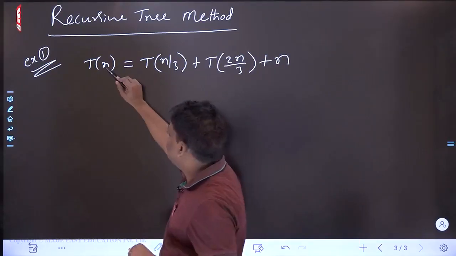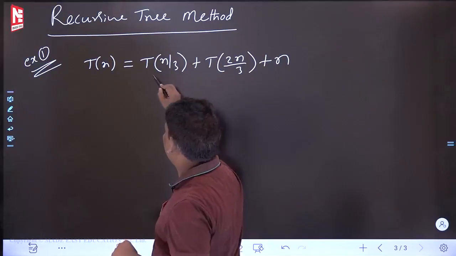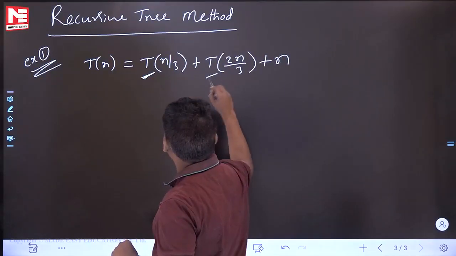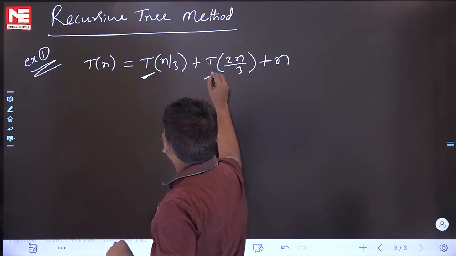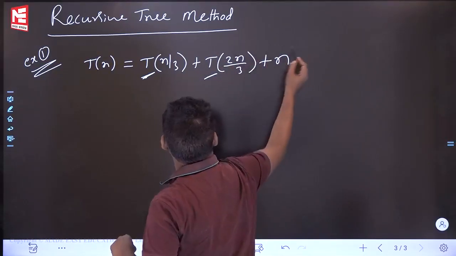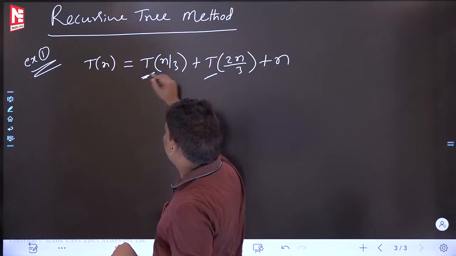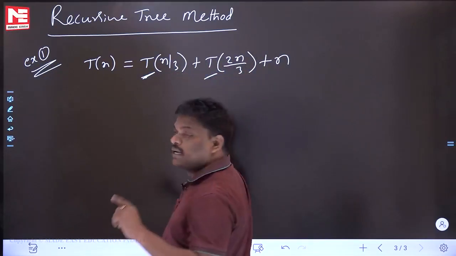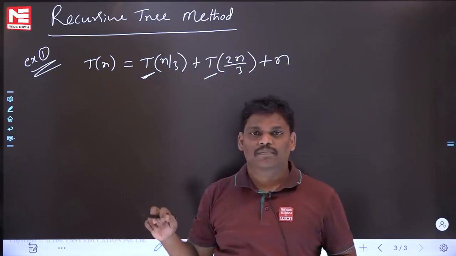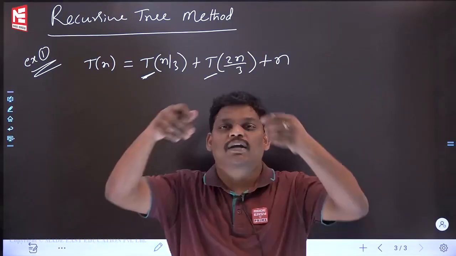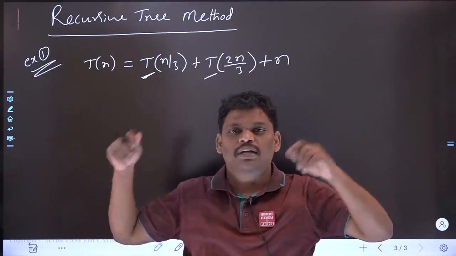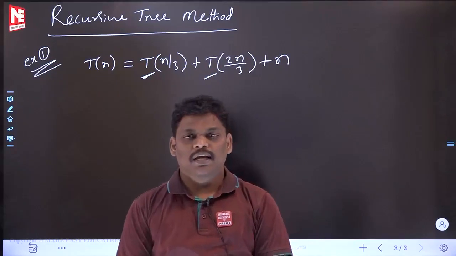See this one. If the recurrence relation contains more than one recursive call, that may be 2, that may be 3 also. This is a non-recursive term. These are recursive terms. If the recurrence relation contains more than one recursive call, then the recursive tree method is better. More than one child will come, then tree format will come.